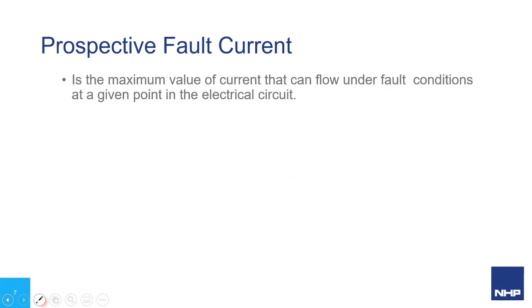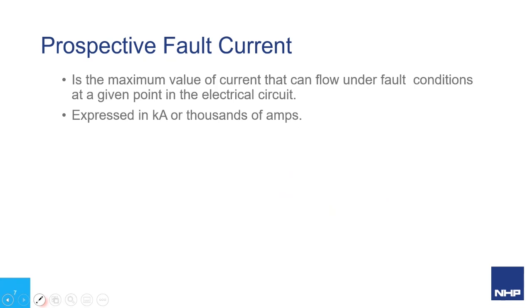Prospective fault current. We're going to mention prospective fault current many times as we work through the concepts of selectivity. Prospective fault current is the maximum current that can flow under fault conditions in an electrical circuit. Ultimately, in electrical design, we must ensure safety and integrity of the system and equipment to withstand the highest level of fault possible should there be a short circuit event.